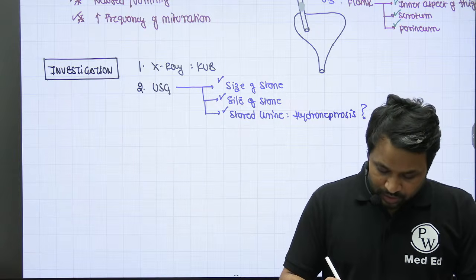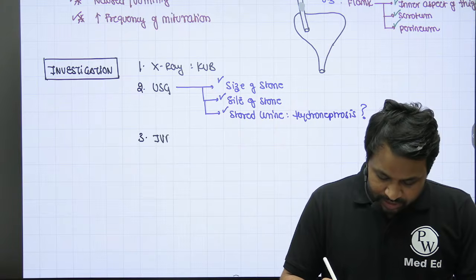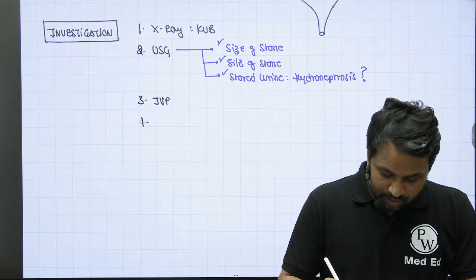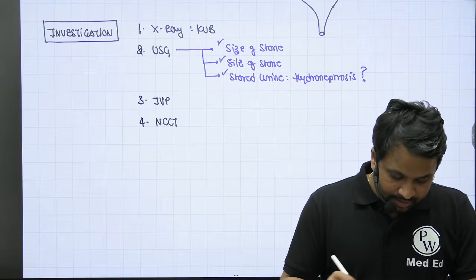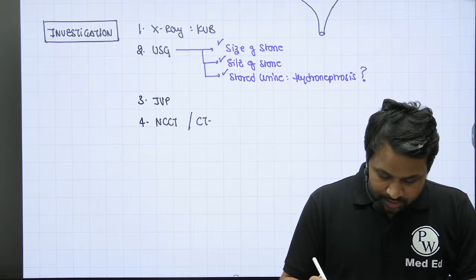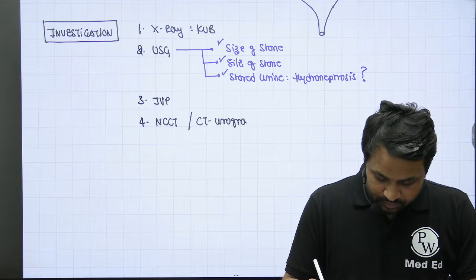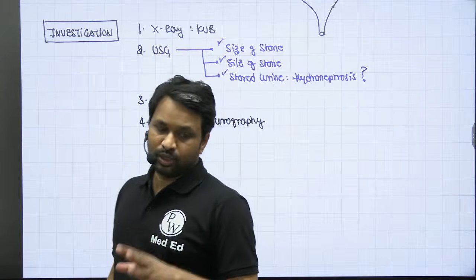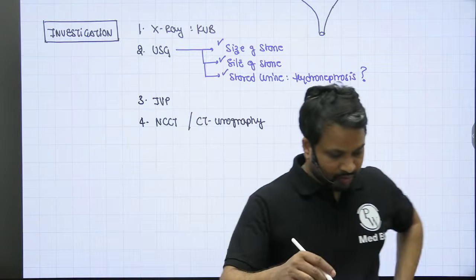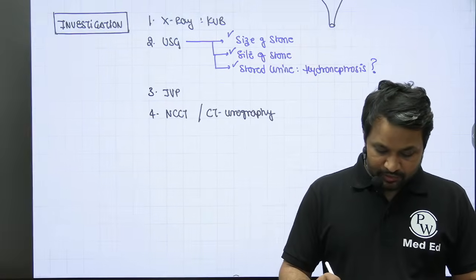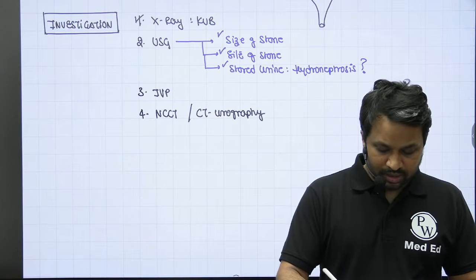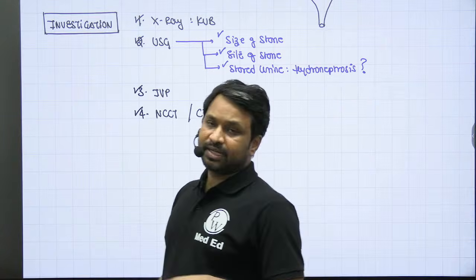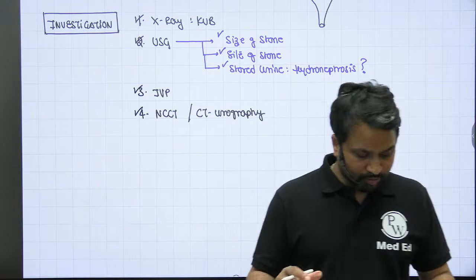Another investigation that you have is going to be an IVP, that is an intravenous pyelogram, which will tell you about the obstructive status. Now the next one that you have is going to be an NCCT, or you can do a CT urography. Now this is the most sensitive and the most reliable investigation in terms of ureteric colic. Okay? Now to assess the renal function, you need to do other investigations also, but from the renal stones perspective, these investigations are more than enough, right?